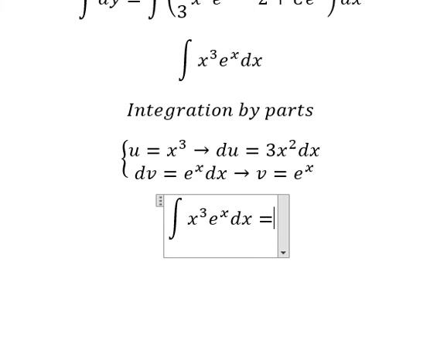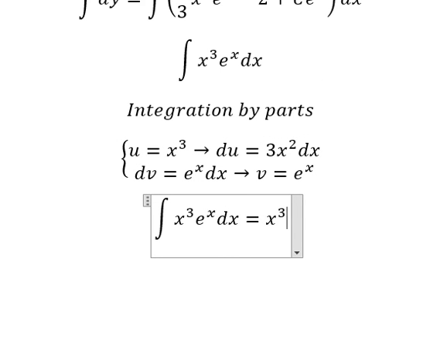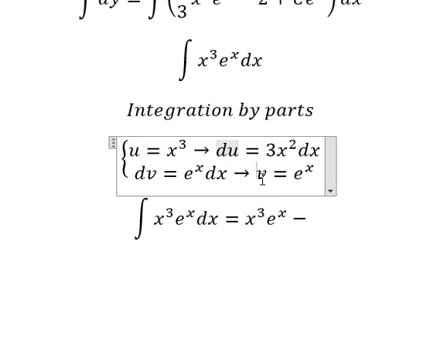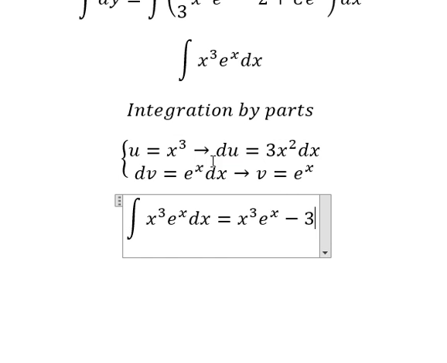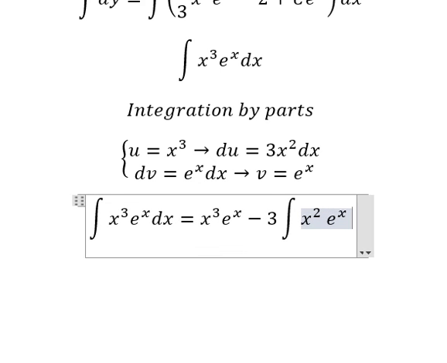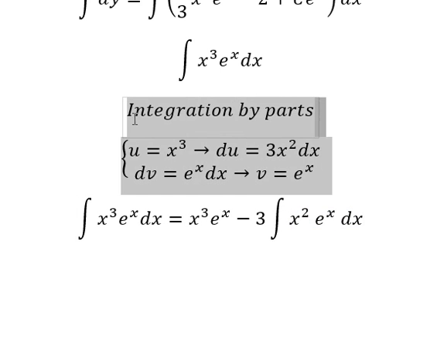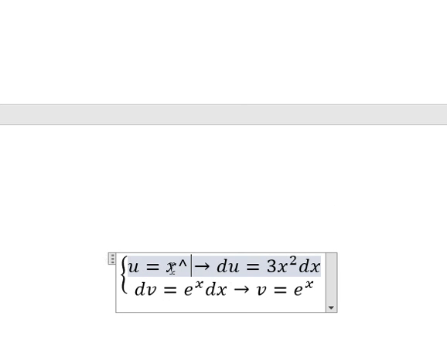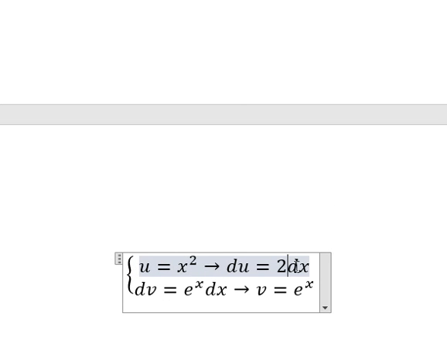So we have u multiplied by v minus the integral of v du. So we put the number 3 out here, and then we have the integration of s squared e to the power of s ds. Now we need to use integration by parts again, and that is s squared. So this one is 2s.